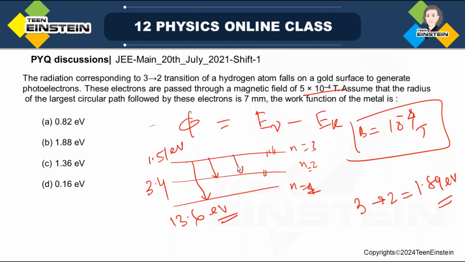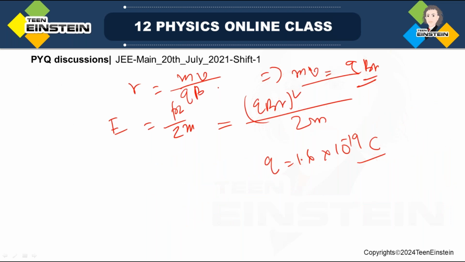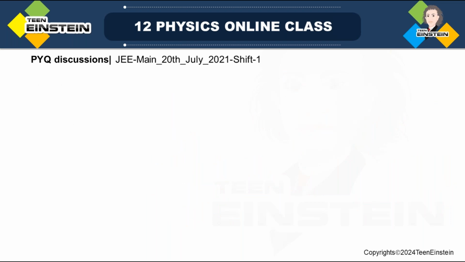So we have to actually find out the energy here. What is the energy? From this calculation we will be able to get this energy. So what will be the energy? This is the energy of the photon, sorry, the photon with which the bombardment is required.